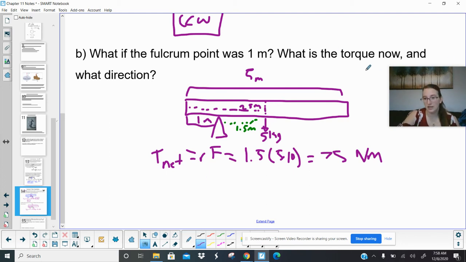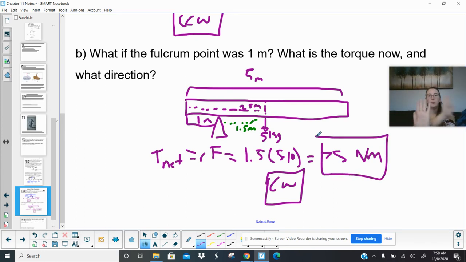What's our direction now? My center of mass is now to the right of my fulcrum point. So once again, if we follow this around with our finger, as if it were to keep turning, which direction is that now? That's clockwise. Now the direction has changed. So again, we need to be careful about the direction of the center of mass. Depending on which side of the fulcrum point the center of mass is on, that will change which way it tilts.